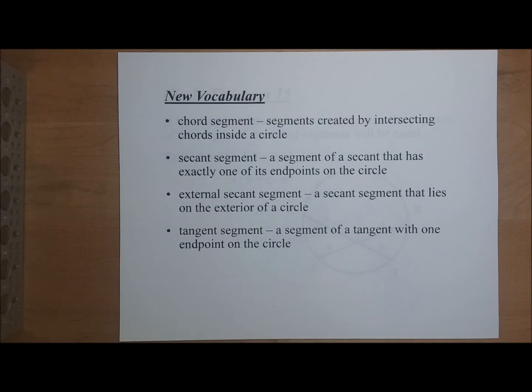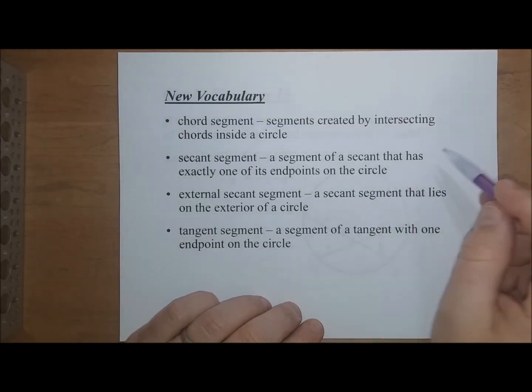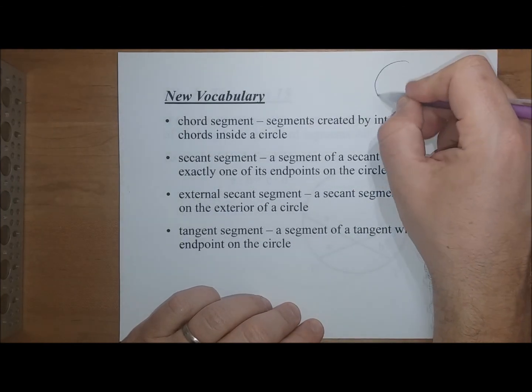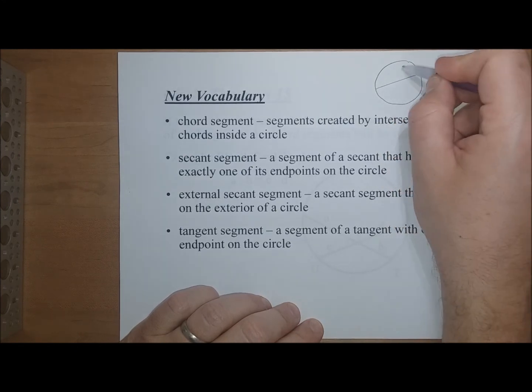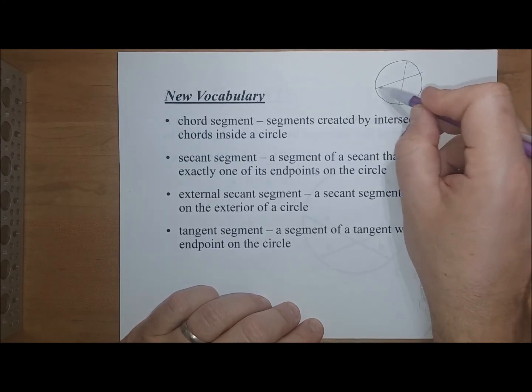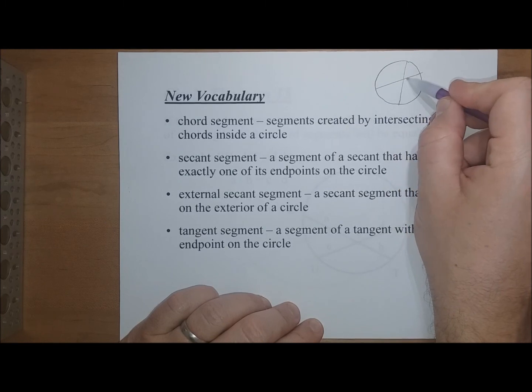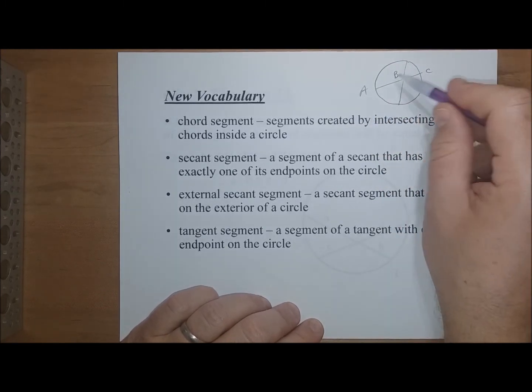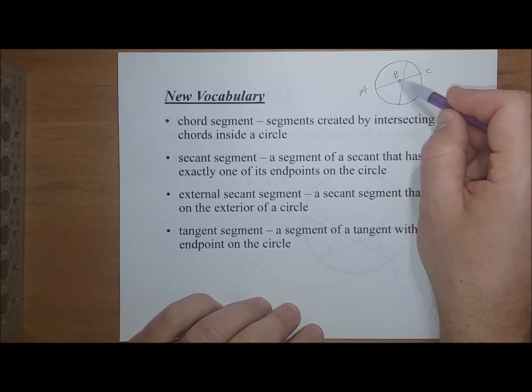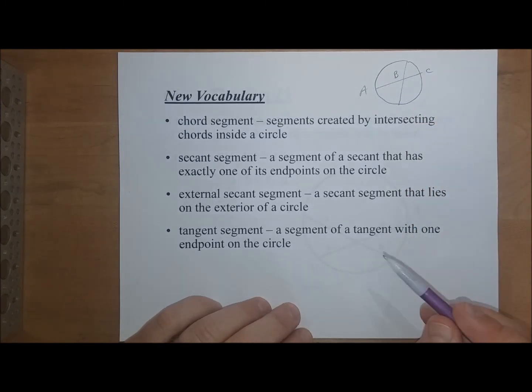So that's what we're going to work on here. We're going to need some new vocabulary. We're going to talk about chord segments. These are segments created by intersecting chords inside a circle. So if we end up with two chords crossing inside the circle, then we end up with these individual segments. Perhaps we could call this A, B, C. This chord has two segments, AB and BC.